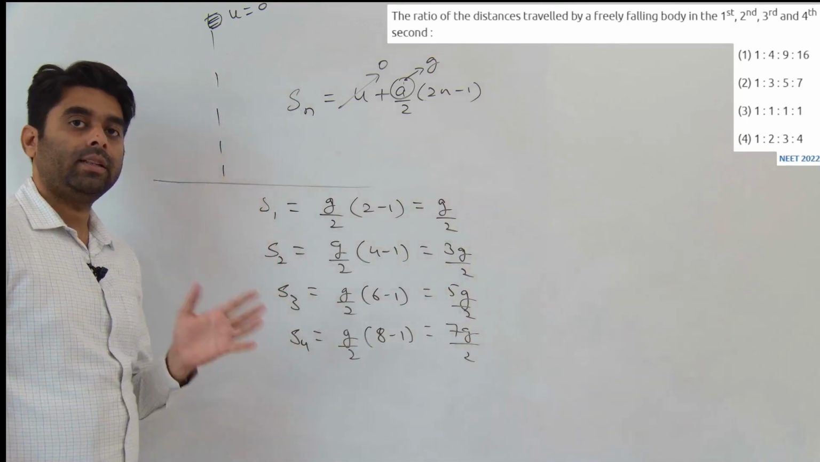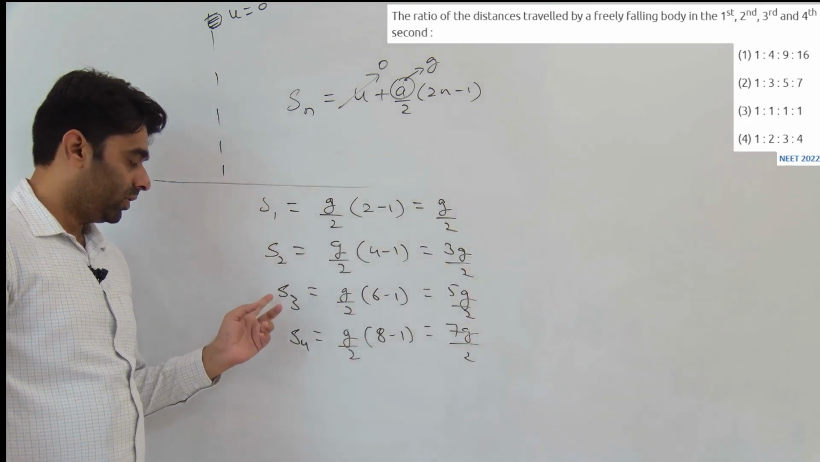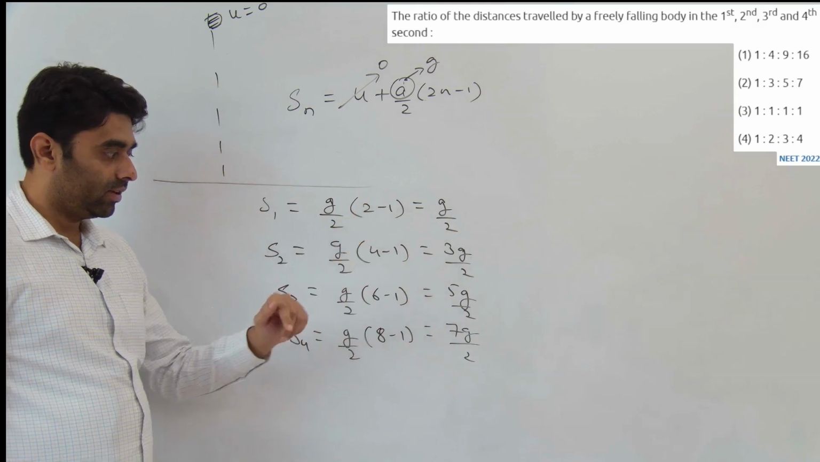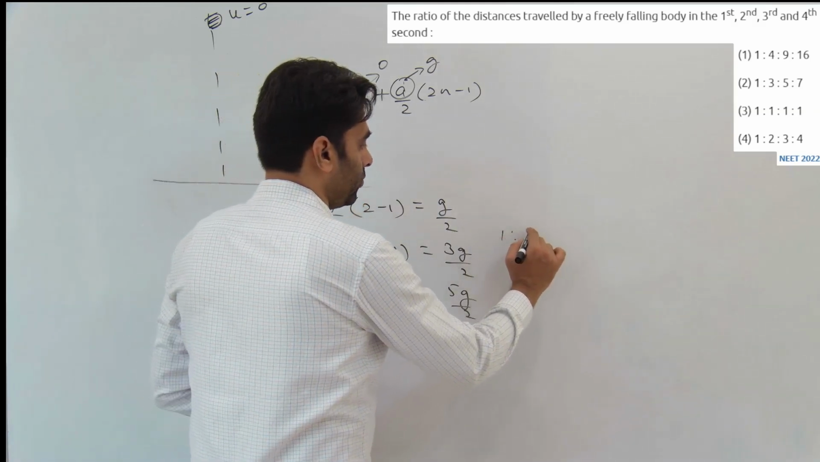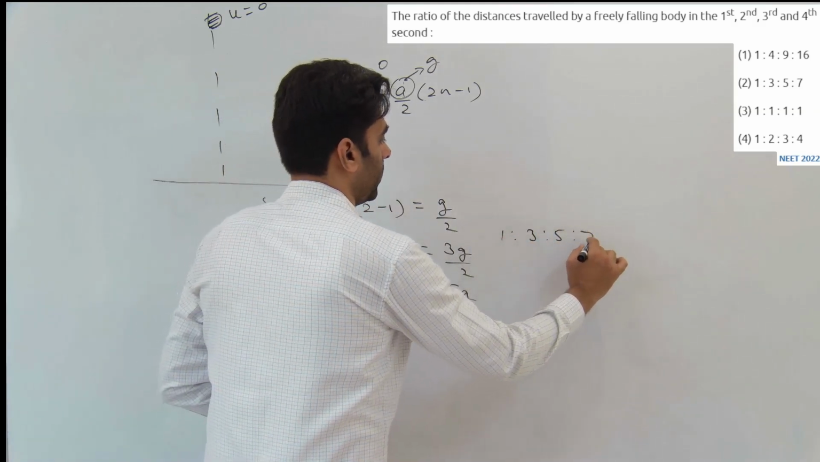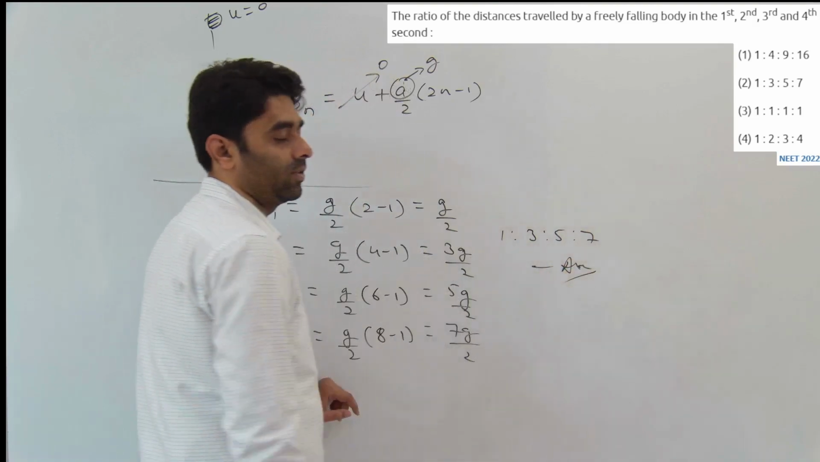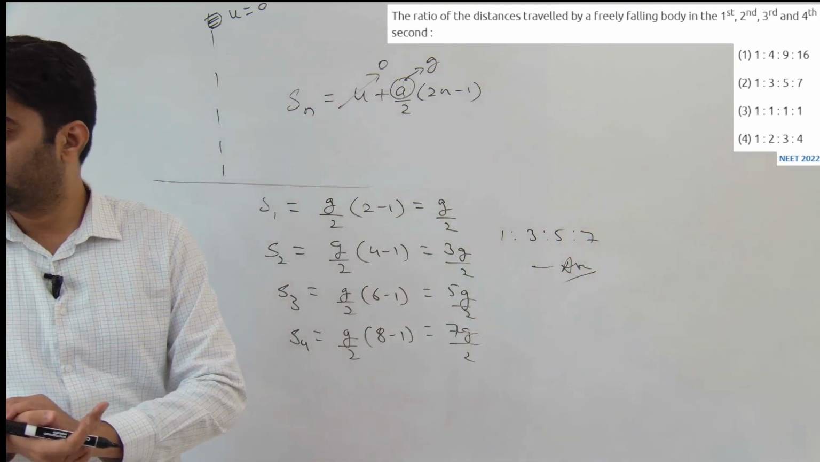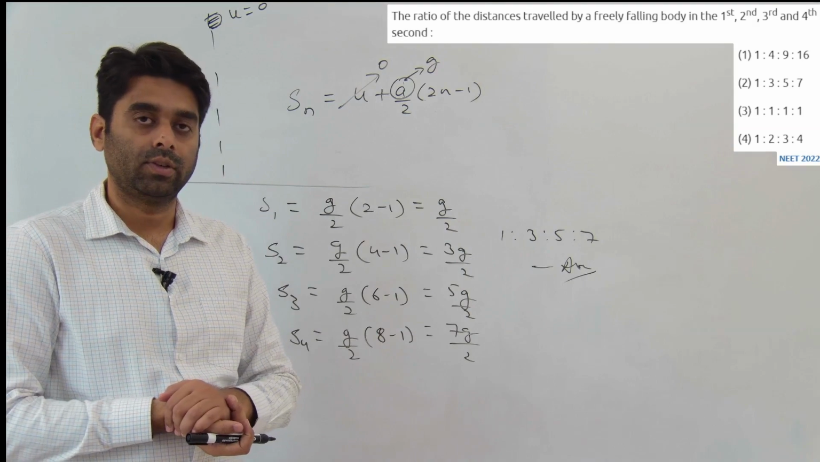Okay? If we take the ratio S1 by S2 is to S3 by S4, how much we will be getting? 1 is to 3 is to 5 is to 7. Okay? This is our answer. I hope everyone understood. Our option will be option number 2 is the correct answer, right?